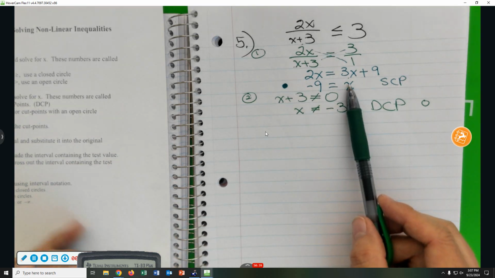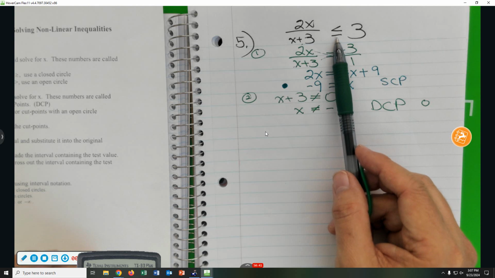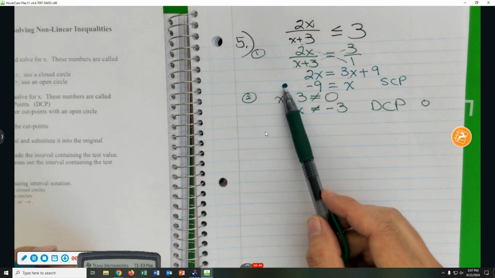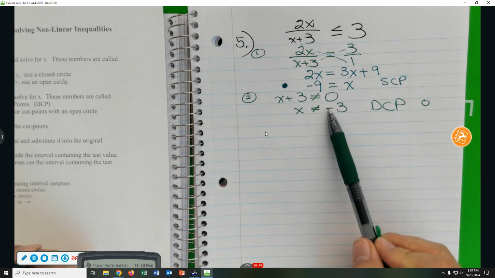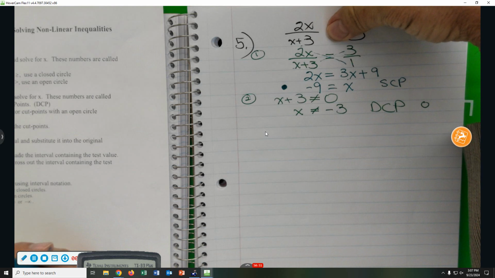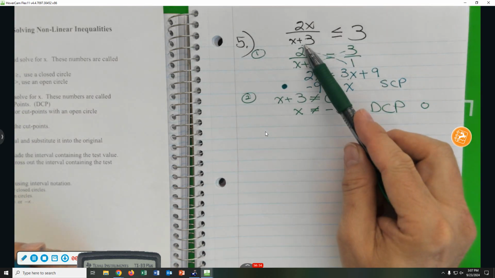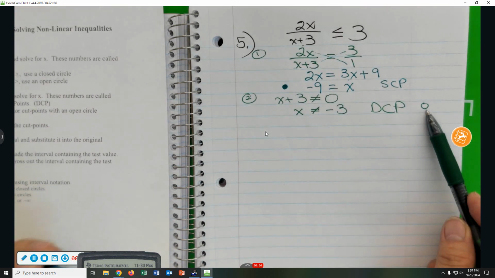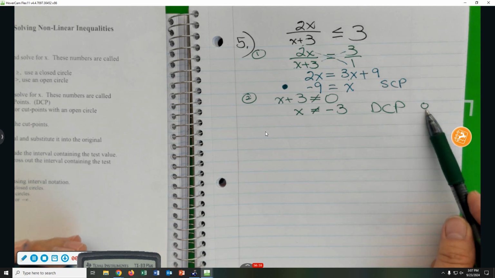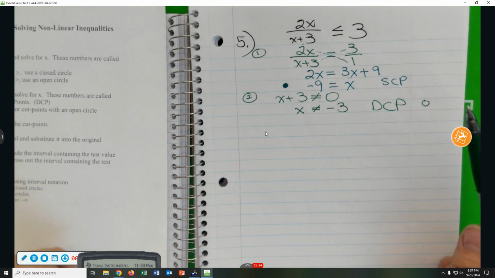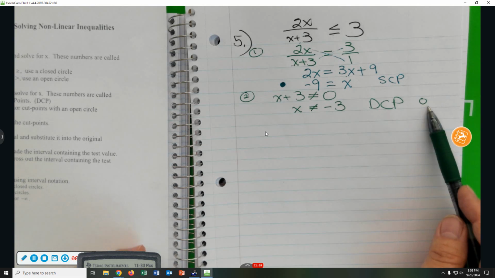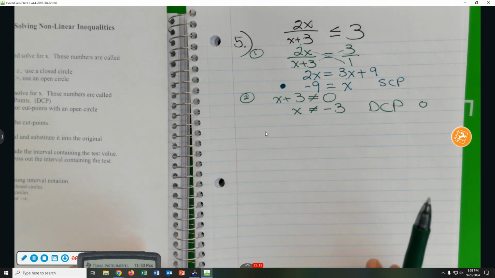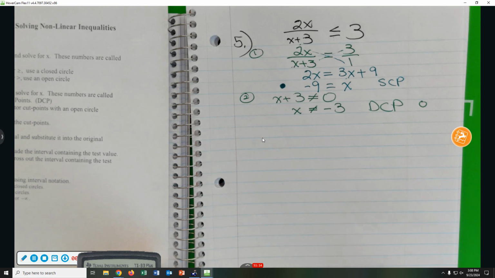For the solution cut points, you have to look back at the original inequality. If there's an equal to, closed circle. If there's no equal to, then an open circle. But for denominator cut points, it doesn't matter what that symbol is. You never want the denominator to be 0, so you always label denominator cut points with open circles. So it changes if we have a denominator? If we have a denominator, it doesn't matter that there's equality. You use an open circle for the denominator. For denominator cut points, always open.